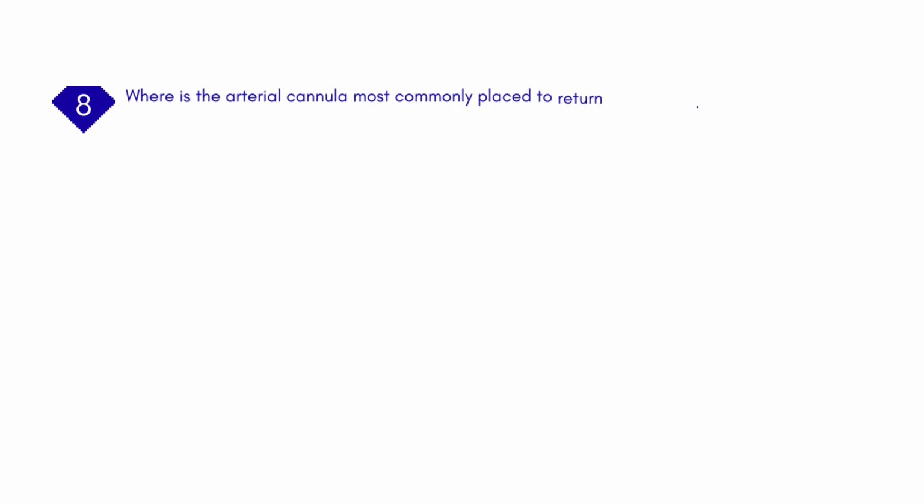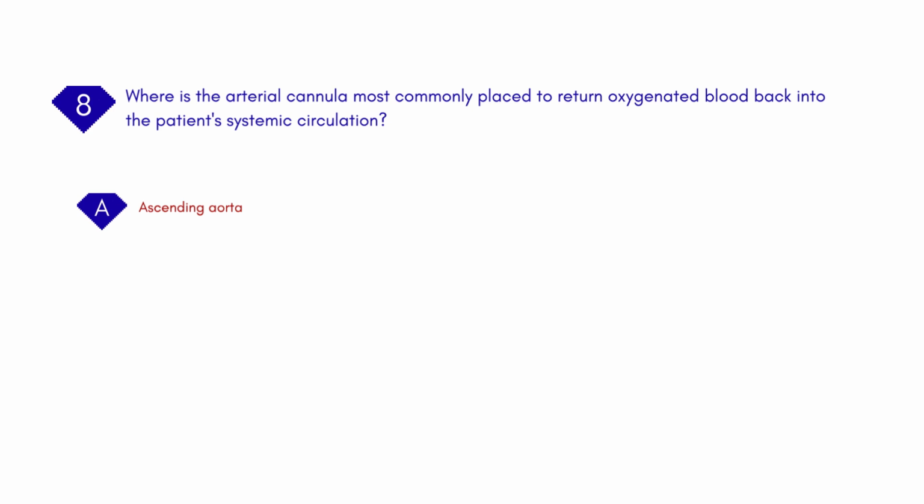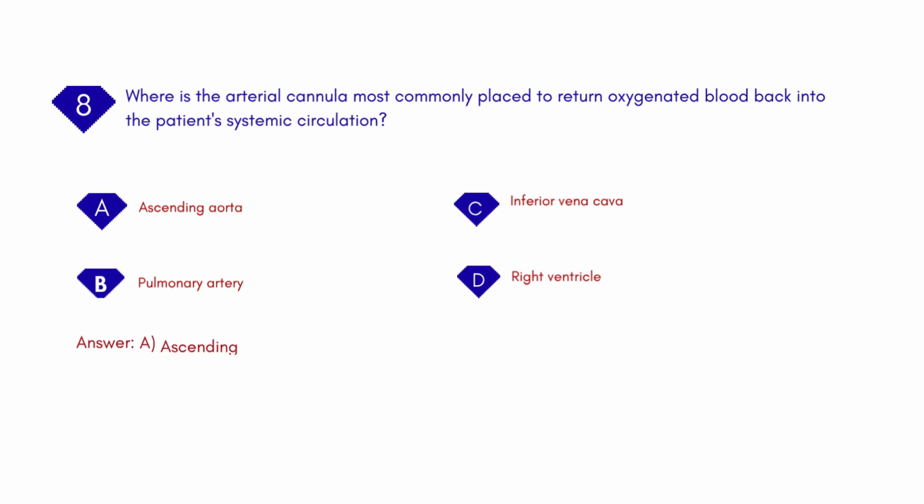Where is the arterial cannula most commonly placed to return oxygenated blood back into the patient's systemic circulation? A. Ascending aorta. B. Pulmonary artery. C. Inferior vena cava. D. Right ventricle. Answer: A. Ascending aorta.